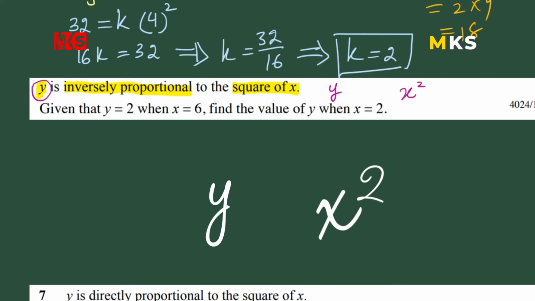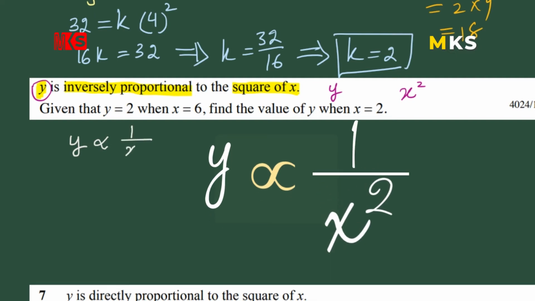For inverse proportion, when writing the algebraic statement, the sign of proportionality will be used the same way. But one difference will be there. I will not write x square. Whatever the second quantity is, 1 over that quantity. 1 over x square means y will be proportional to the reciprocal of the second quantity.